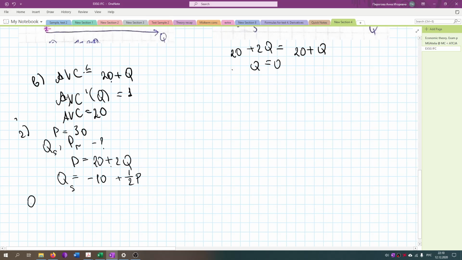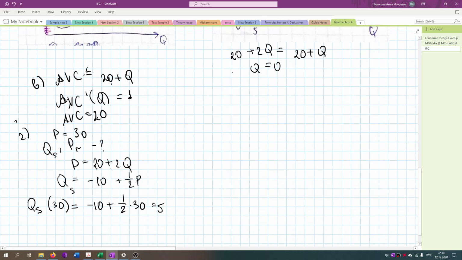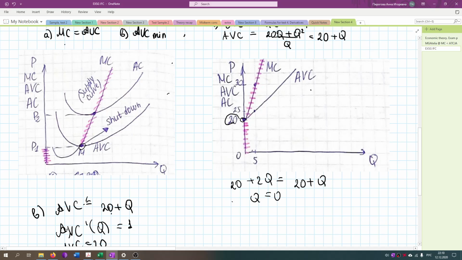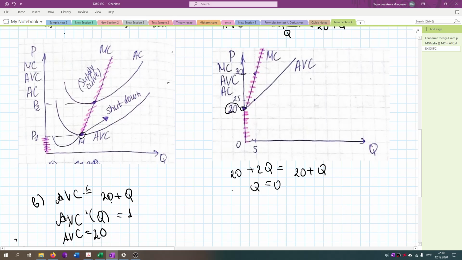So it is quantity supplied. To find quantity supplied when the price is equal to 30, we'll need to put it in this equation. And the quantity will be equal to 5. We can also see it from the graph. When the price is equal to 30, quantity is equal to 5.